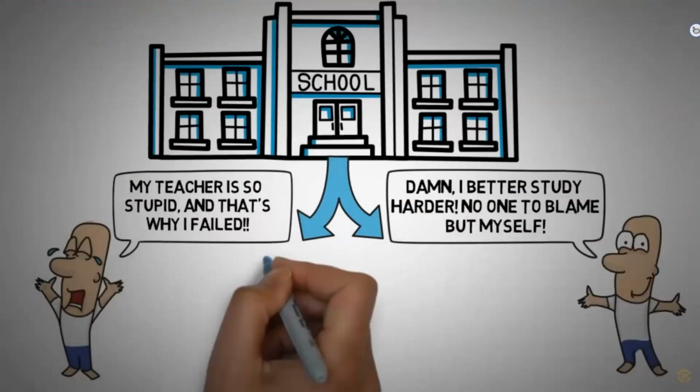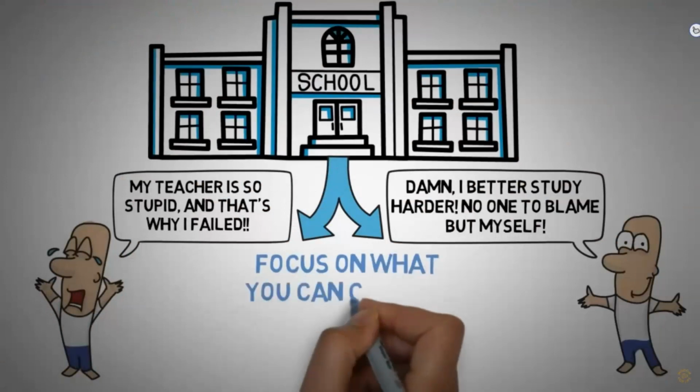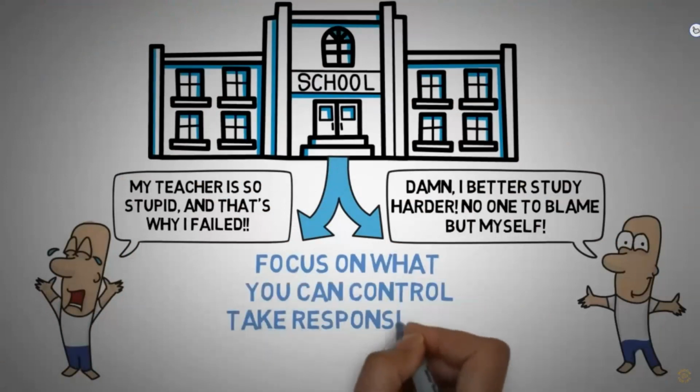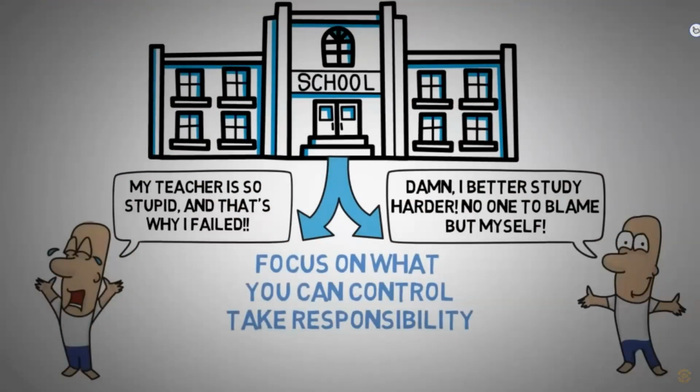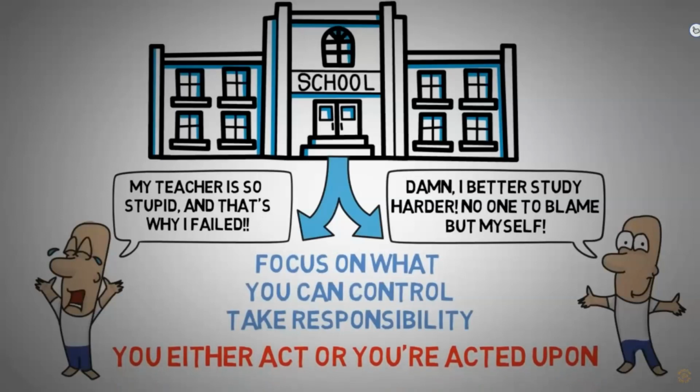Don't focus on what you can't control, focus on what you can control. Take responsibility, and keep in mind, as you become more proactive within your circle of influence, it grows bigger. You bring more power into your life. Even if you only implement one habit out of these 7 habits I'm going to go over, make it this one. This one alone can have a huge impact on your life. In life, you either act or you're acted upon.